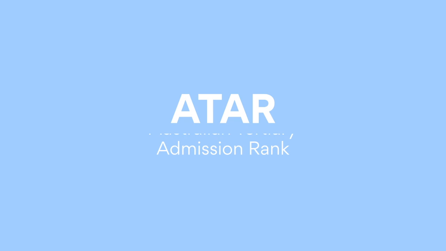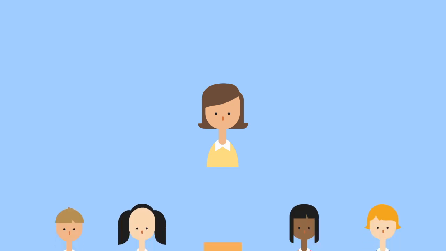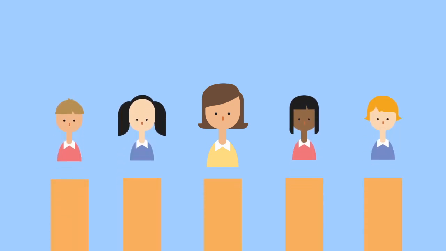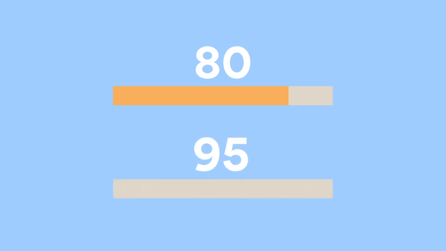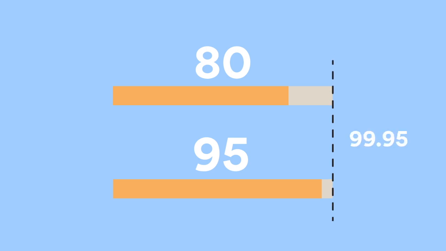What is it? It's the Australian Tertiary Admission Rank. It's a ranking system that places you as a student in relation to all other students who have completed their secondary education in Australia that year, with the exclusion of Queensland until 2020. The ATAR score is used by university and tertiary education programs to determine if they will accept you into their course. If you receive an ATAR score of 80, it means that you've performed better than 80% of your peers. Similarly, if you received an ATAR score of 95, it means that you've performed better than 95% of your peers. The maximum ATAR score is 99.95.